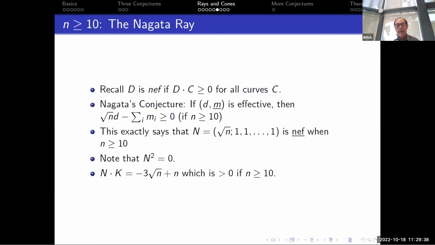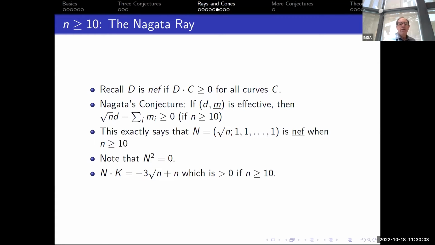So recall that a divisor class is Nef if it intersects all the curves non-negatively. So Nagata's conjecture was exactly that the square root of n times d minus the sum of the mi's would be non-negative if n is 10 or more. This exactly says that this Nagata ray is Nef.